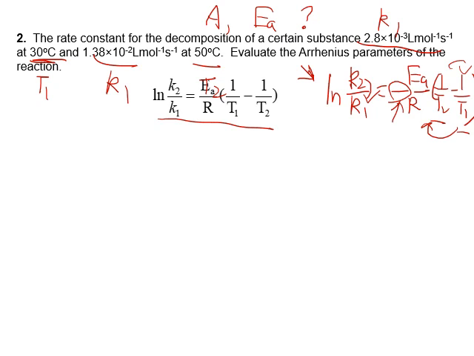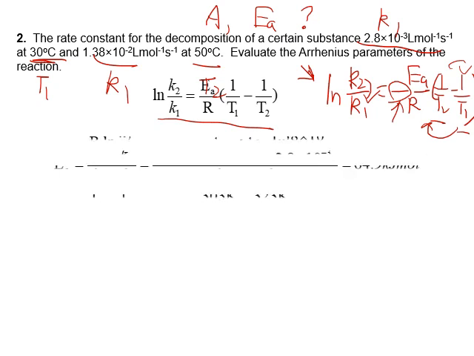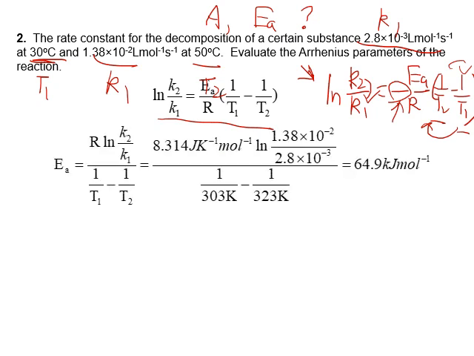So from this equation, you can calculate the activation energy. Use this divided by everything else. That gives you 64.9 kilojoule per mole. Now, how do you calculate the A constant?